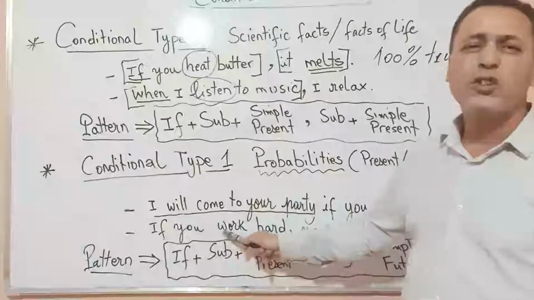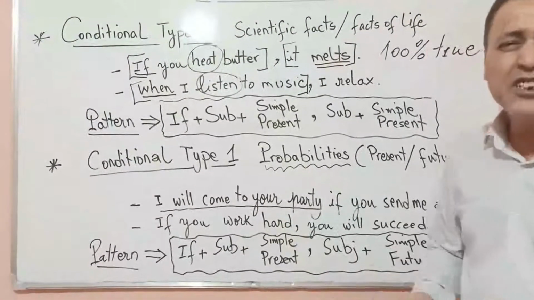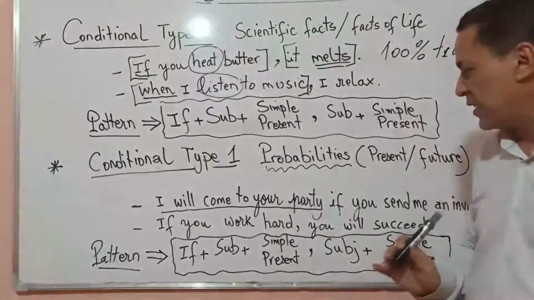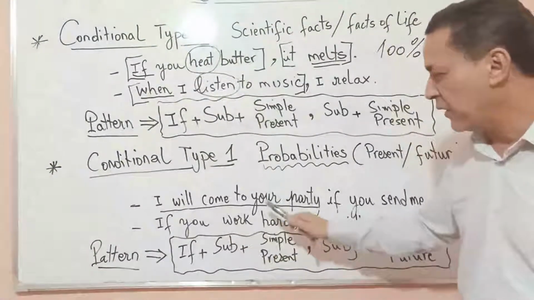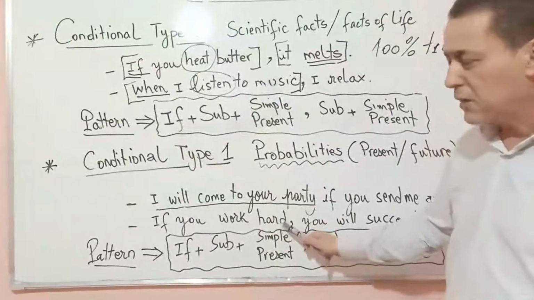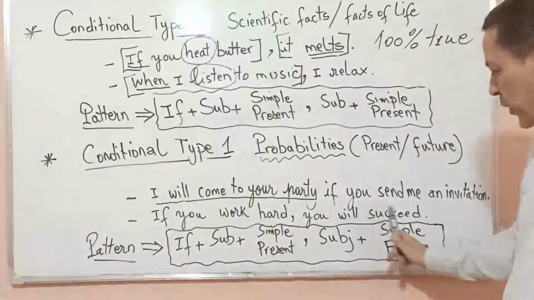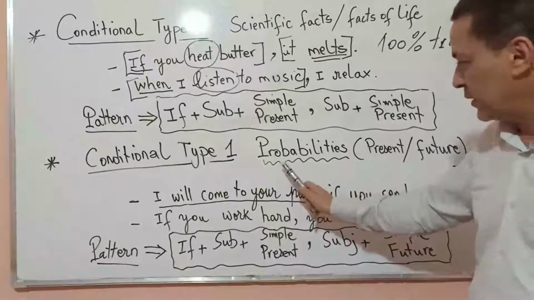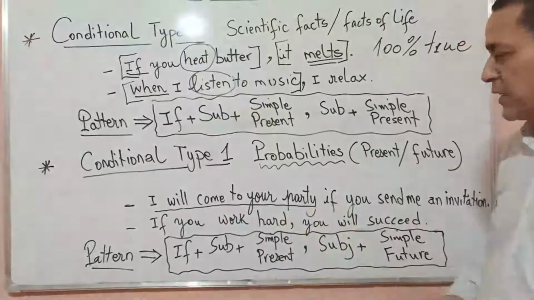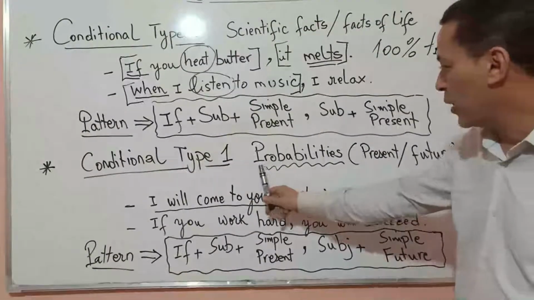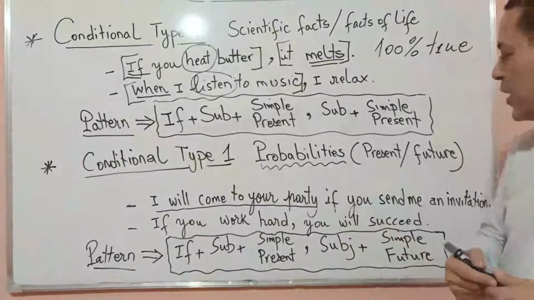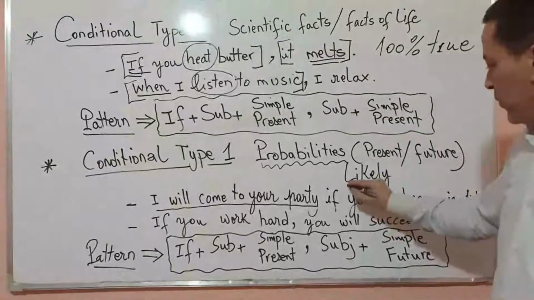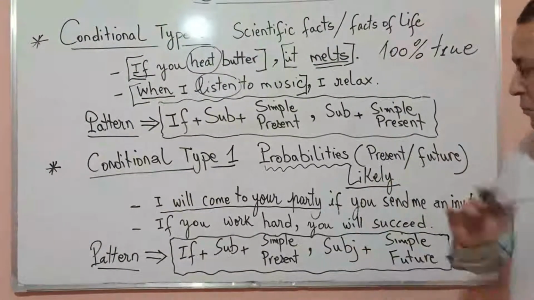Now, it's not guaranteed all the time that you will work hard. Okay? Maybe you choose not to work hard. It's up to you. So if you work hard, if the condition is met, then the result will be the following: you will succeed. Okay? Now, as I said, these two sentences, and more sentences you can think of, talk about things that are probable or likely to happen, things that may happen, may not happen.